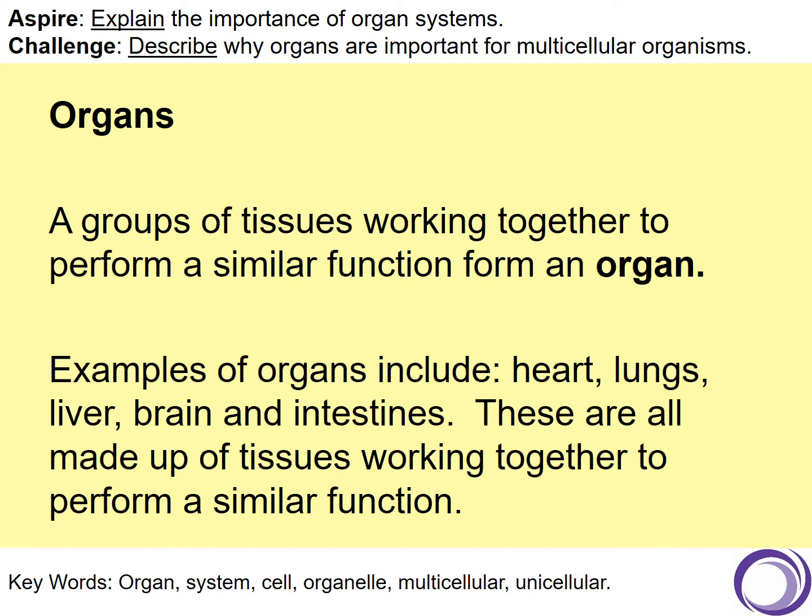So let's just take that first one, the heart. The heart is mainly muscle tissue, but it has some nervous tissue in there. It'll have some connective tissue in there. There's lots of tissues which then form together to make an organ.